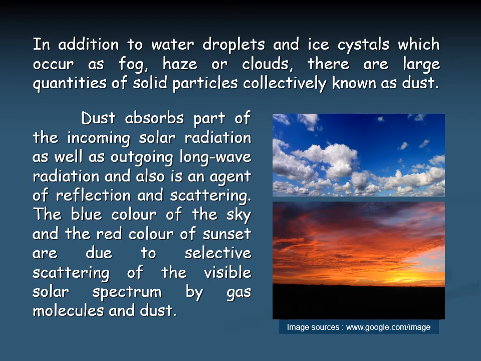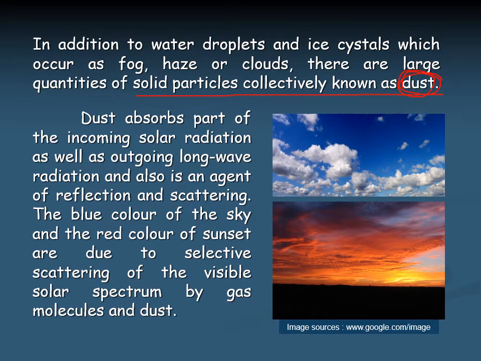Now, apart from the major gases found in the present day atmosphere, in addition to that, water droplets and ice crystals in the form of fog, haze, or clouds are also found, along with some solid dust particles. Now, these dust particles have huge importance in the Earth's climatic condition, or on a small scale in the weather condition of an area.